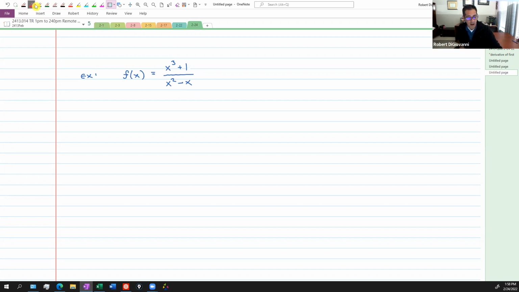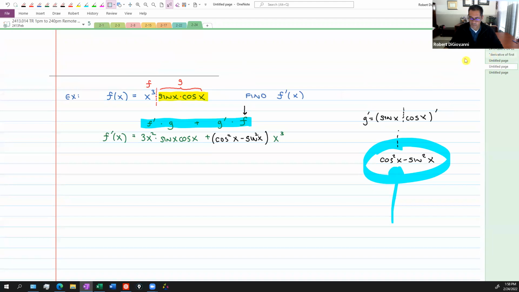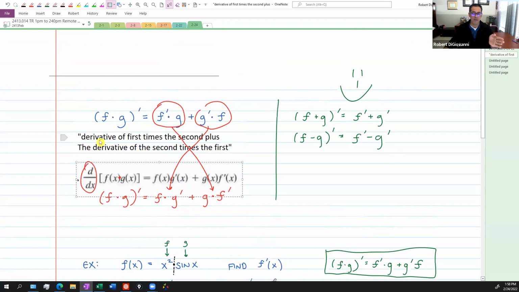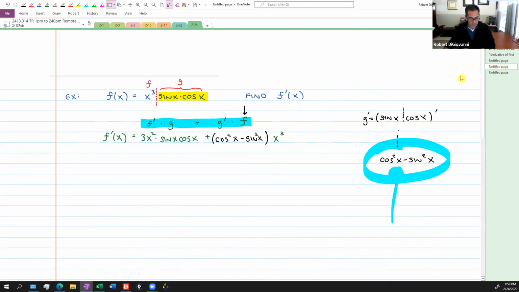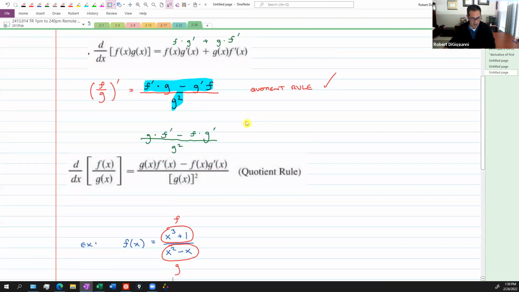So we're going to realize, right, that we have a numerator, that's our f, our denominator, that's our g. And we're going to apply the quotient rule. Let me go back to the quotient rule. Because you know how on the product rule, I told you it's the derivative of the first times the second plus the derivative of the second times the first. I'm going to do the same thing for the quotient rule. I'm going to write how I think about the quotient rule.